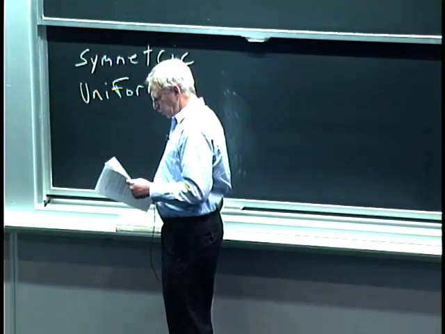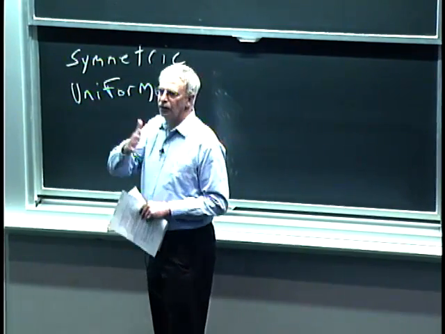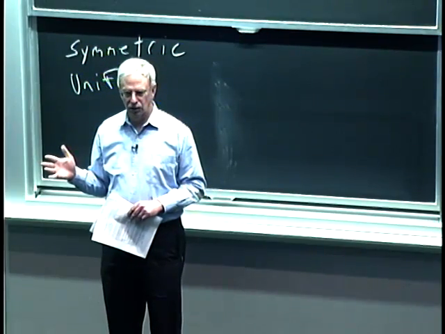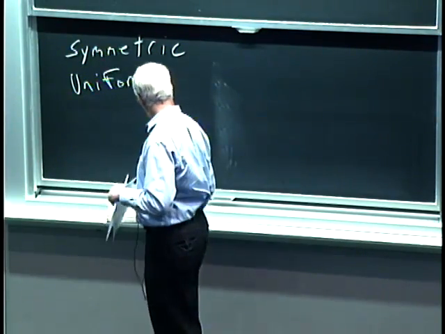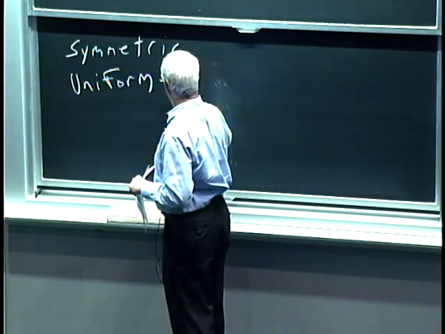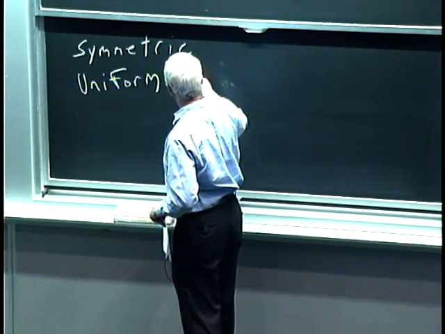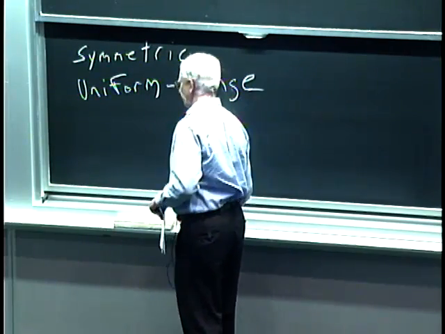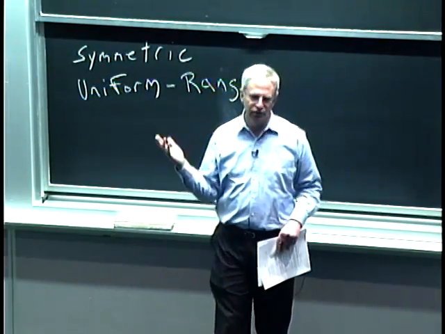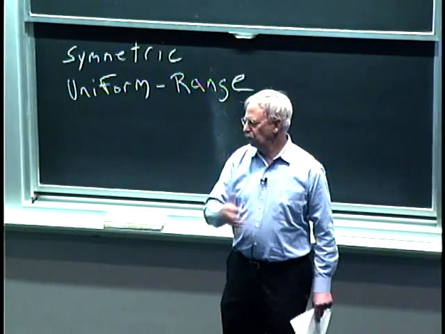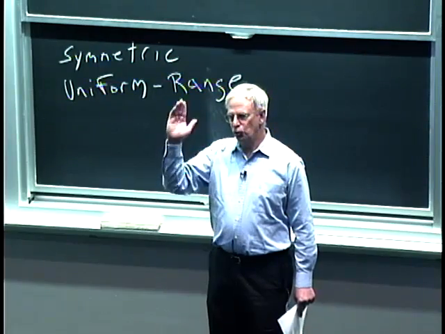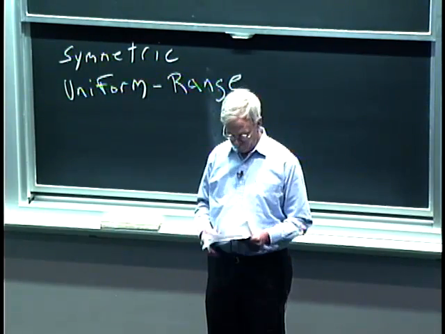In a uniform distribution, each value in the range is equally likely. So to characterize it, you only need to give the range of values. I say the values range from 0 to 100, and it tells me everything I know about the uniform distribution, that each value in that will occur the same number of times.